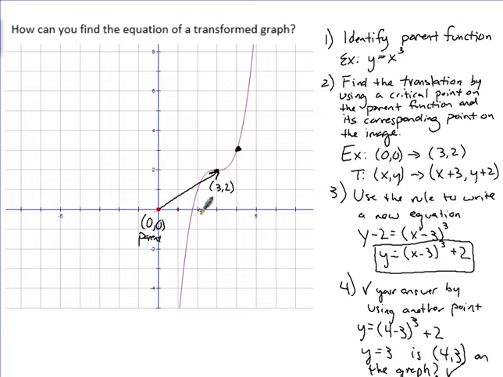You could also use the point (2, 1) and see what happened. If I put 2 in for x, I'd have 2 minus 3 is negative 1. Negative 1 cubed is negative 1. Negative 1 plus 2 is positive 1. So the point (2, 1) is on the graph. So you can just quickly use other points that are on the graph to check your answer.